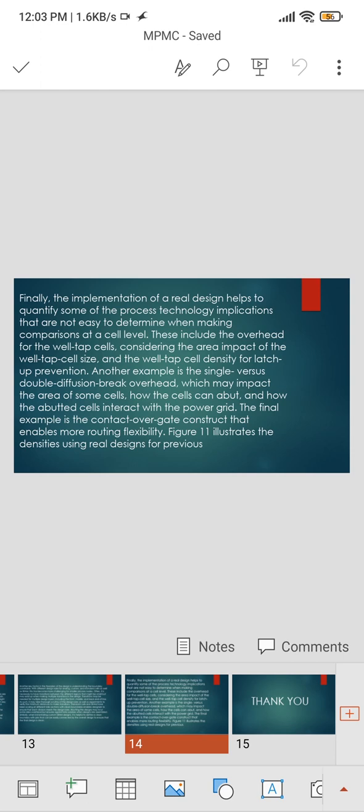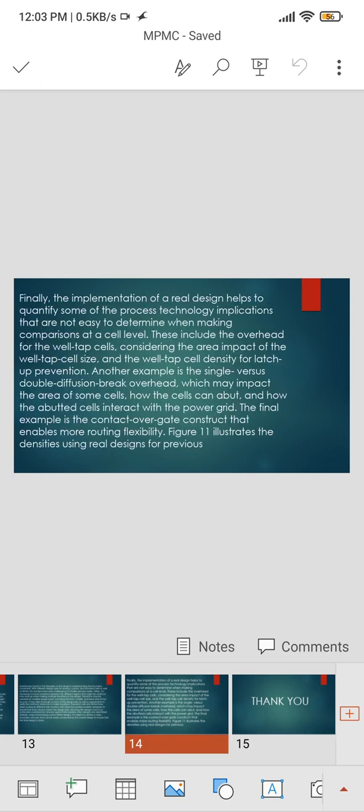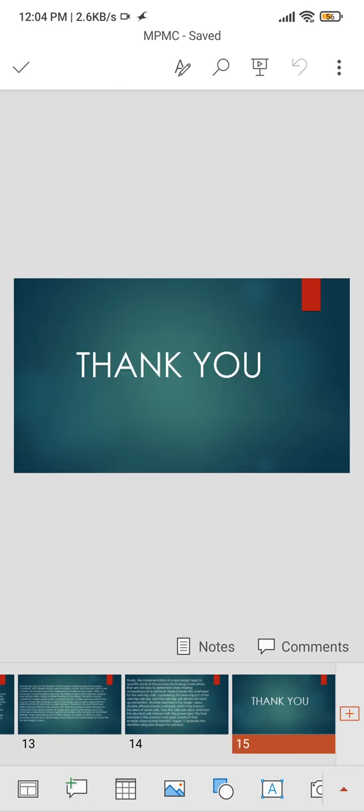Another example is single versus double diffusion break overhead, which may impact the area of some cells, how the cells can be abutted, and how the output cells interact with the power grid. The final example is that contact over active gate construction enables more routing flexibility. The figure illustrates the density using a real design for a previous node.